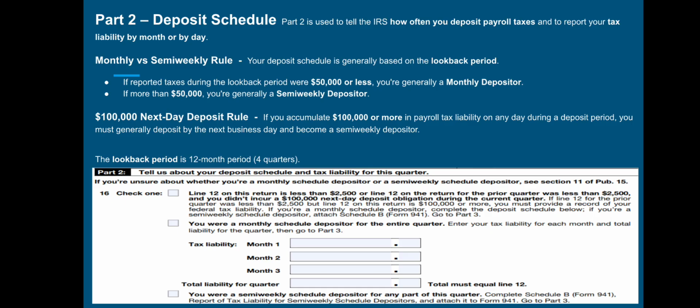Now the $100,000 next day deposit rule. If you have paid $100,000 in the last 4 quarters or look back period, then you have to pay the 941 payments immediately the next day when you have processed the payroll. If you accumulate $100,000 or more in payroll tax liability on any day during a deposit period, you must generally deposit by the next business day and become a semi-weekly depositor. The look back period is a 12-month period, 4 quarters, the last 4 quarters. Here is the screenshot of Part 2 for your reference.